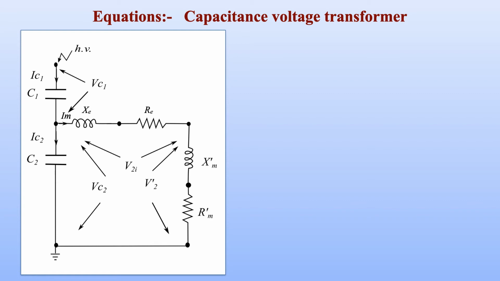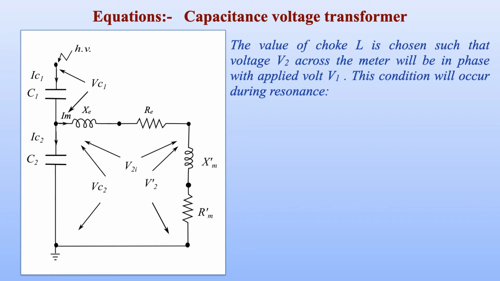Actually, the basic principle of operation is that the additional inductor, the value of choke L, which is connected in the circuit, is chosen such that the voltage V2 across the meter will be in phase with the applied voltage V1. So V1 represents the voltage that is to be measured. It's an unknown AC voltage, but the voltage across the meter that will be measured by the meter will be equal to V2, right?